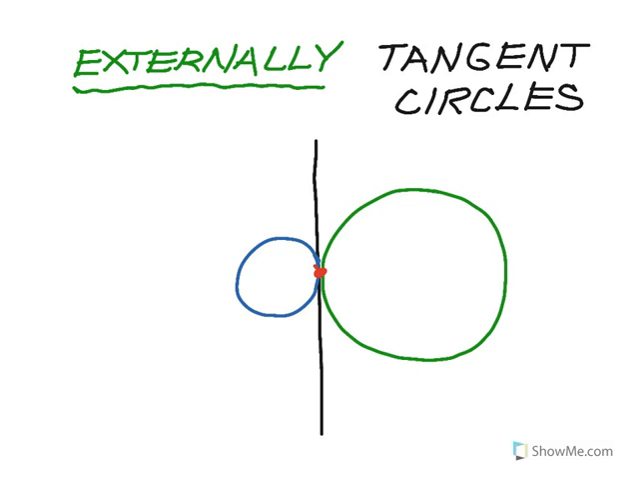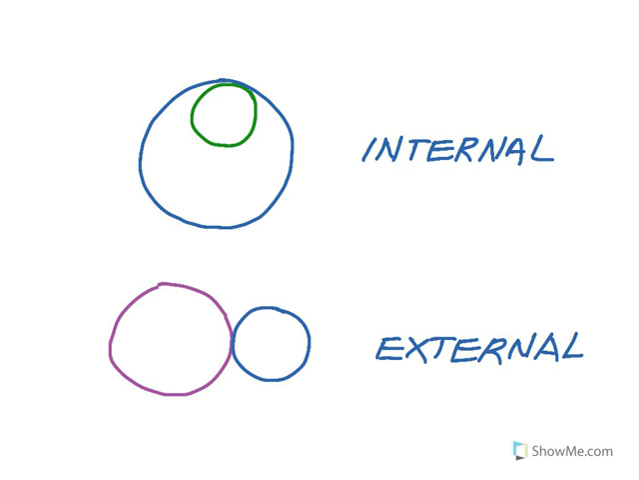So just to recap, at the top of the page here, these are internally tangent circles sharing one point of tangency, one circle inside the other. And at the bottom of the page here, these are externally tangent circles, still sharing one point of tangency, one common intersection, but both circles are external to each other.